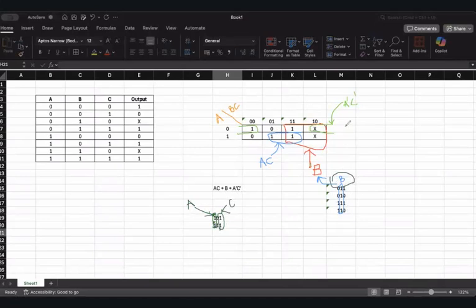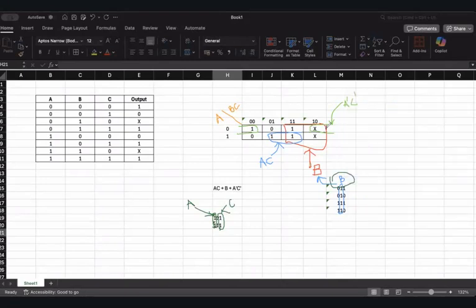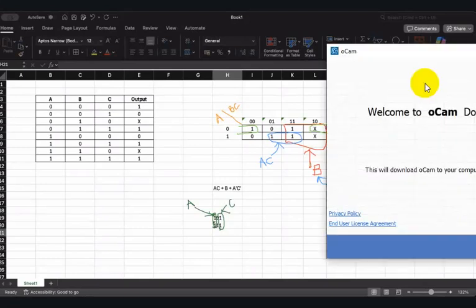Similarly, do for the green, light green group also. The values are 0, 0, 0 and 0, 1, 0. So which is not changing? A and C. And what are the values? 0. That is why we put A bar, C bar.